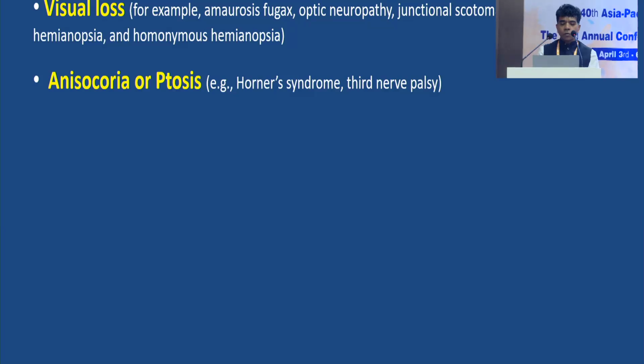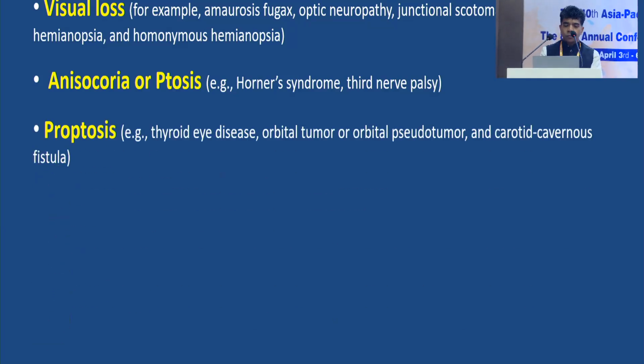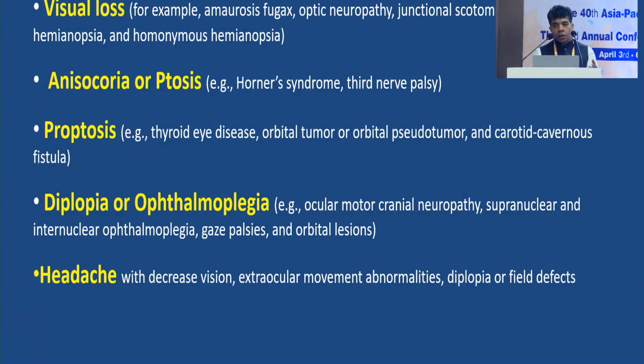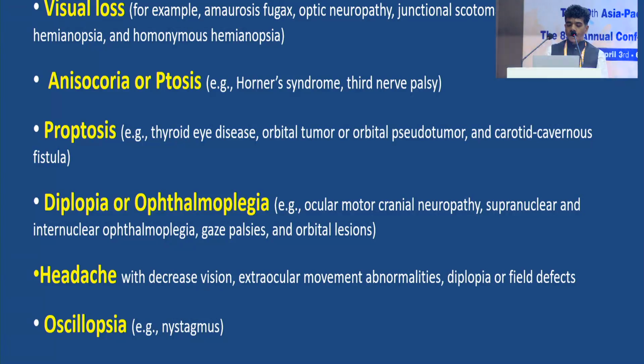The other is anisocoria or ptosis. Then proptosis, that can be because of thyroid eye disease, orbital tumor, orbital pseudotumor or any other cause, CCF, and diplopia or ophthalmoplegia of any kind, oculomotor or other, supranuclear or internuclear ophthalmoplegia, gaze palsy and orbital lesions, headache with decreased vision or with field defects, or some other eye movement abnormalities, oscillopsia, and the last is the ophthalmoscopic abnormalities. Definitely these are the patients that come to an ophthalmologist with optic disc edema or papilledema, and that can be because of some other reasons.